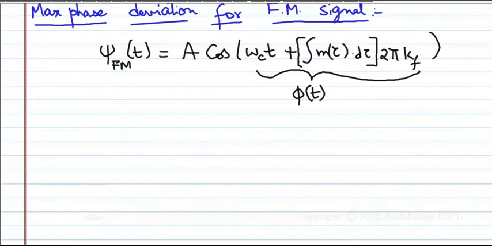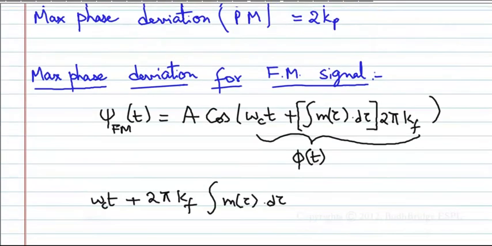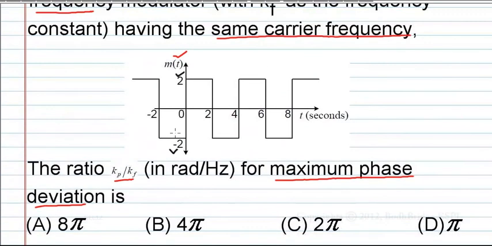Here also I want the maximum phase deviation. The phase is omega ct plus 2 pi kf integral m of tau d tau. Integral of m of tau d tau is what? Area under m of tau. Take the interval in which the m of tau d tau area will be maximum. If you take from here to 4, what is the area? Integral m of tau d tau. The area is this part plus this part, which gives 0.